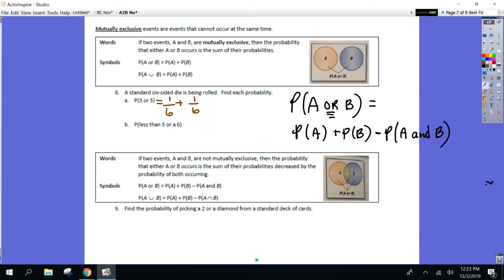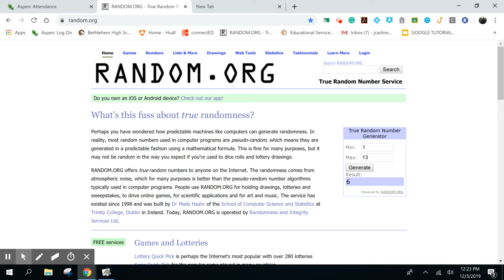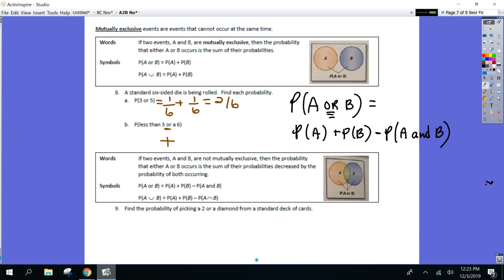So there's no reason to subtract anything, because there's no way I can get a 3 and a 5 on one roll. So this ends up being your 2, 6. Less than a 3 or a 6. You could probably do that in your head. How many are less than 3 on a die? What's my chance of getting something less than a 3? 2 out of 6. And then what's my probability I get a 6?